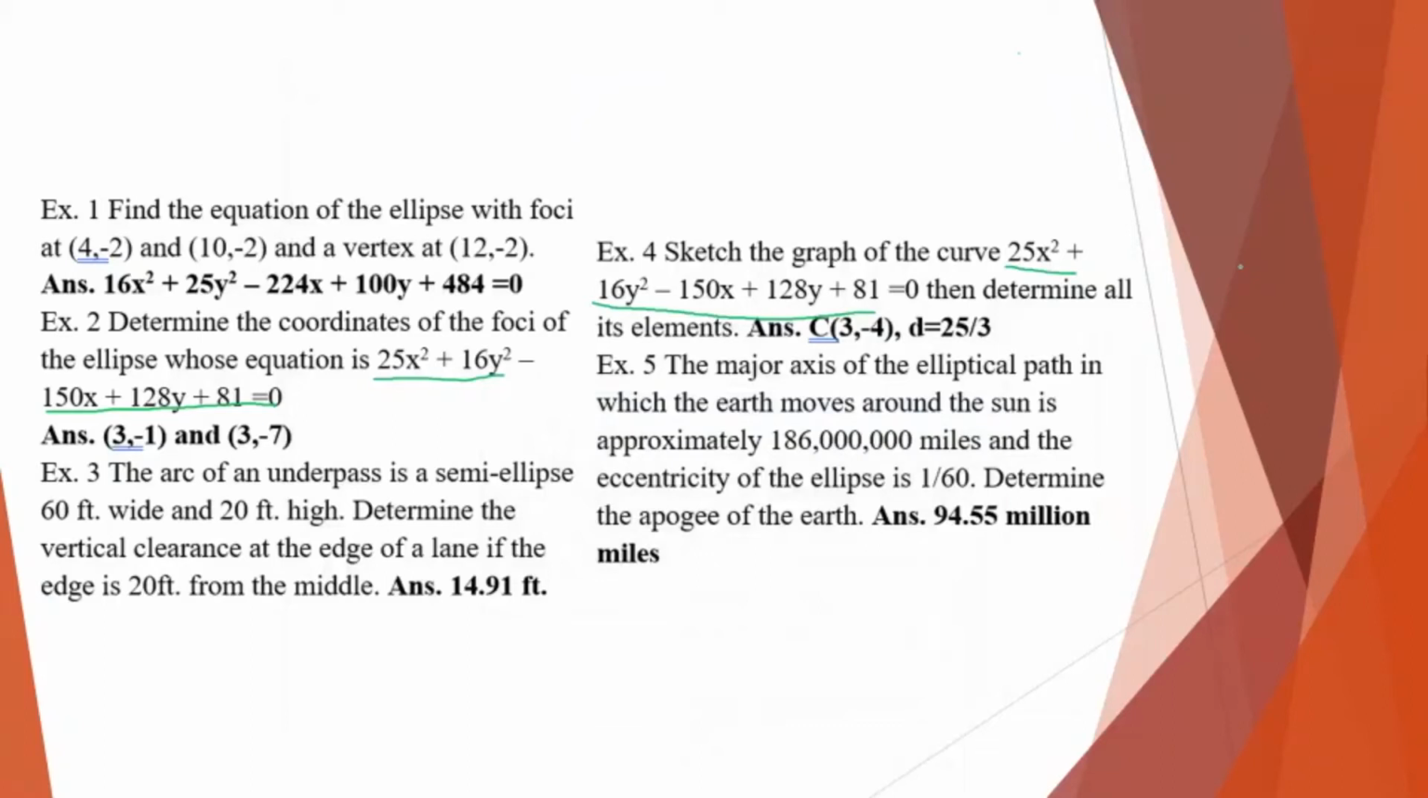We are now in the last part of our discussion. So example 5. The major axis of the elliptical path in which the earth moves around the sun is approximately 186 million miles, and the eccentricity of the ellipse is 1 over 60. So determine the apogee of the earth.